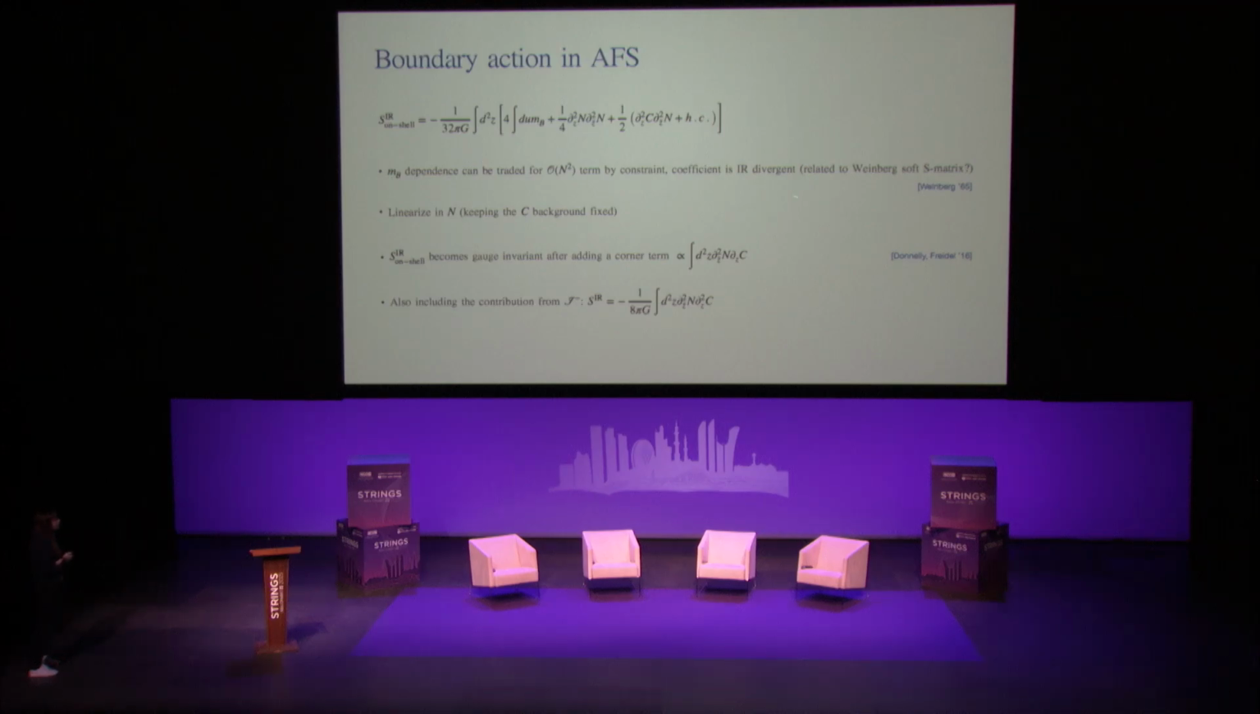It's presumably related to the infrared divergences that appear in the Weinberg S matrix. However, the relation is not immediately obvious, because those are obtained in a completely different way from scattering amplitudes in momentum space and so on. So for now, to not have to worry about these issues, let's just focus on linearized fluctuations. So basically, just terms that are linear in n on top of a fixed c background. And this makes sense because we just imposed the boundary condition that delta c was equal to 0. So in this case, this object just collapses to the last term.